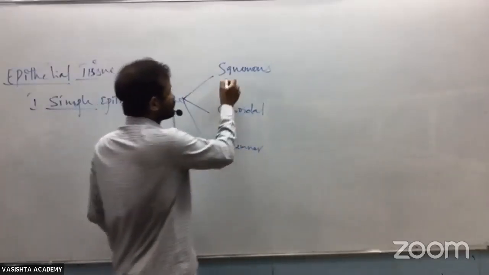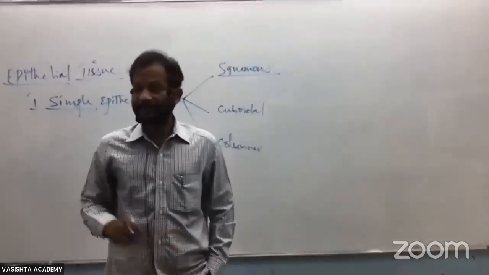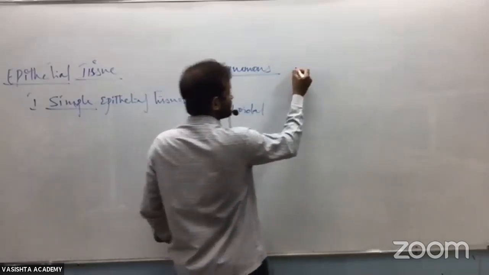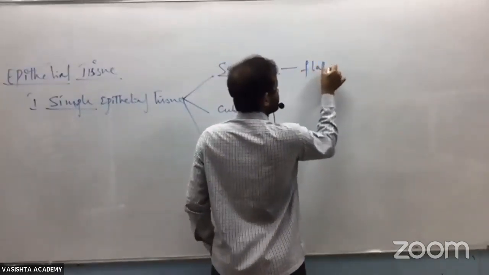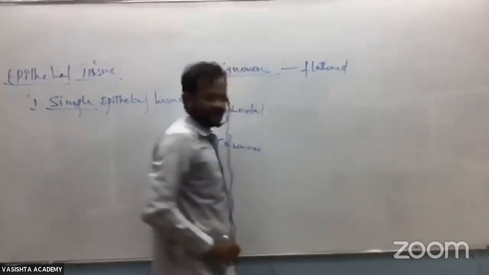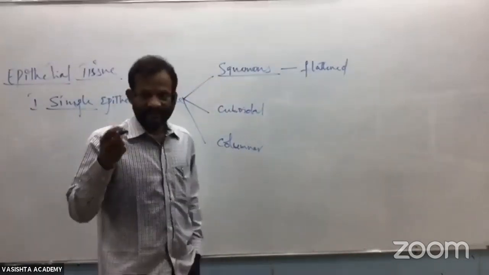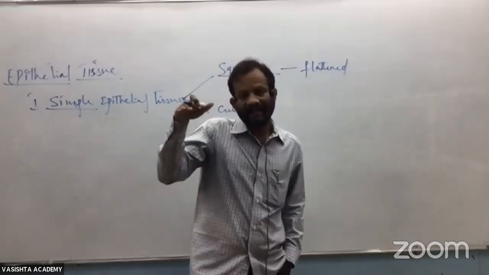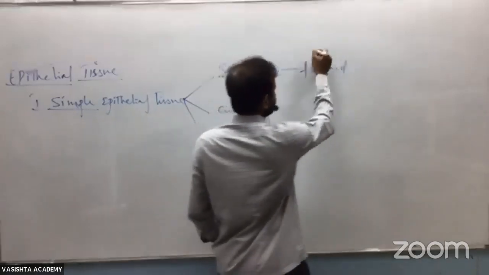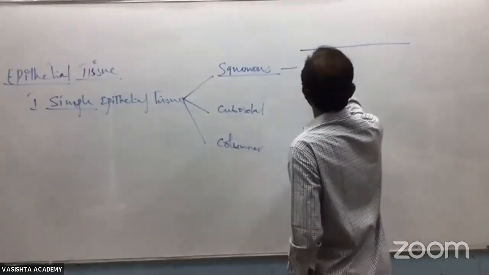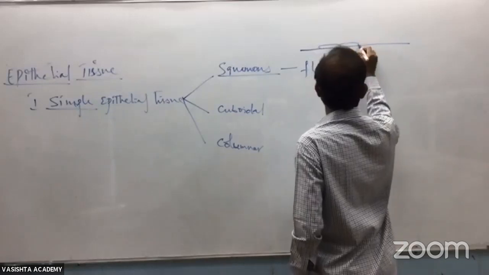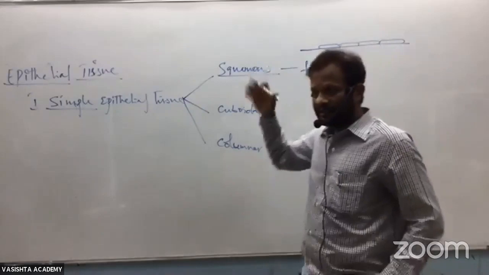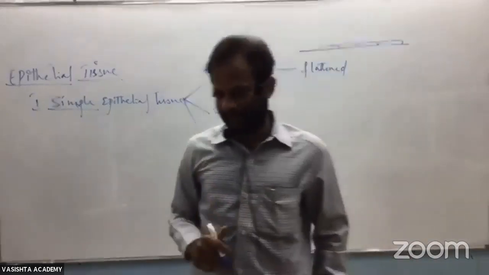Yesterday I told you about squamous epithelium. Simple squamous epithelium. Squamous means flattened. Flattened means the cells are very thin. All the cells are lying on the basement membrane, just like this. Very thin cells are present. See, all the cells are taking the support of the basement membrane.